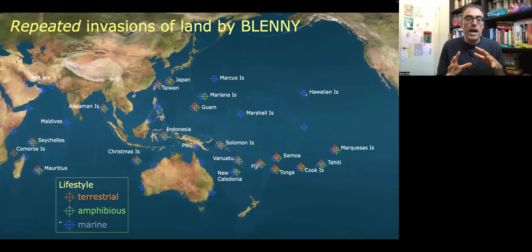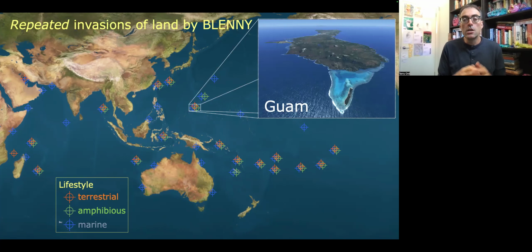So within the blennies, the repeated invasion of land is a global phenomenon. It occurs on multiple islands in the North Pacific and South Pacific, and even into the Indian Ocean as well. We've gone to various islands to study these amphibious fish, but I'm going to focus on the blenny community on the island of Guam, which is where we've done most of our work, because there's quite a diverse range of different blennies on this island. So Guam is essentially a rock in the middle of nowhere. I suppose the closest landmass is probably Taiwan or perhaps Japan.